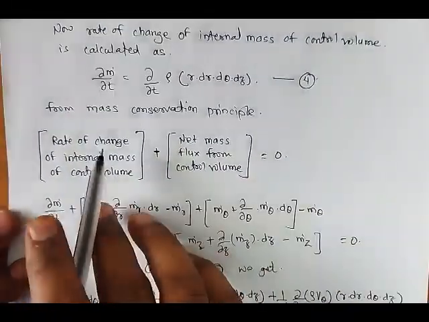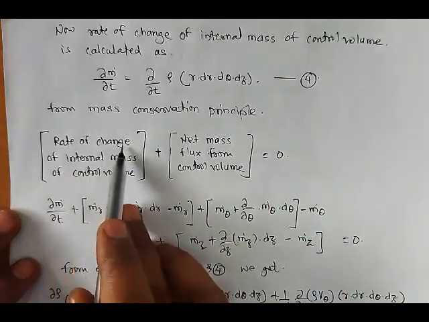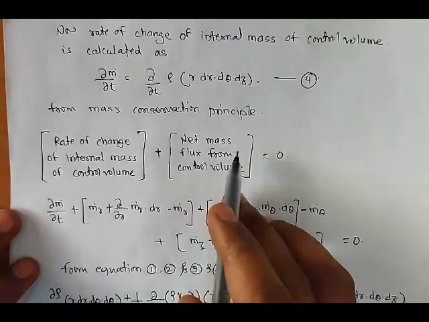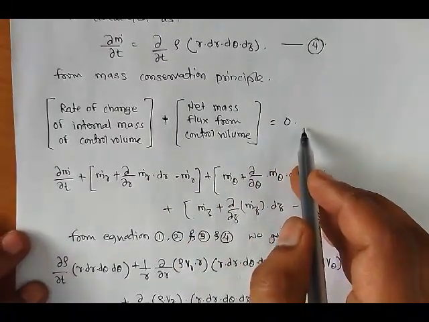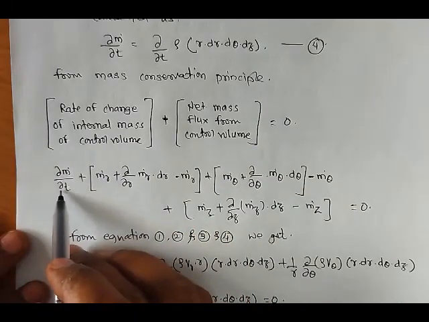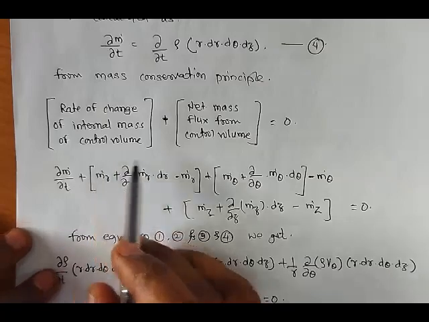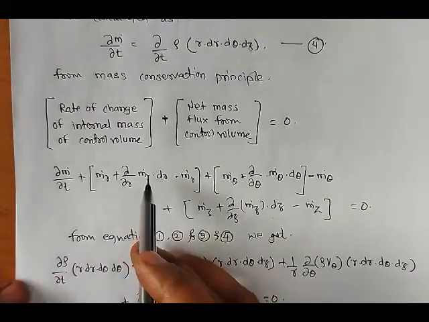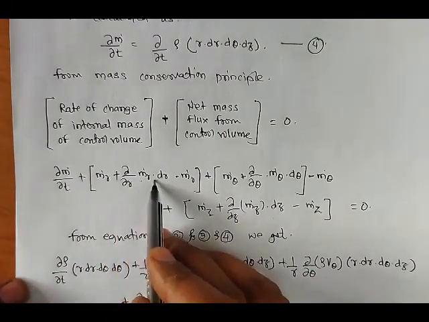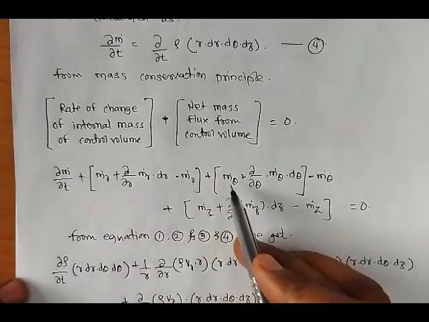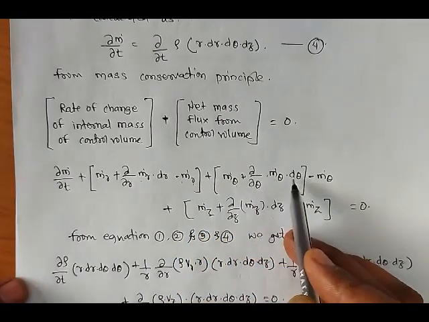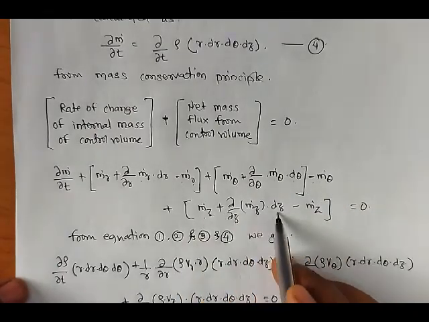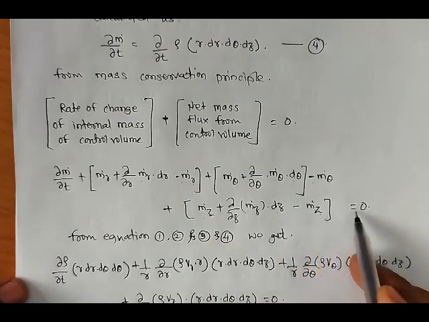Now from the mass conservation principle, the rate of change of internal mass of the control volume plus the net mass flux from the control volume is equal to 0. So we have ∂m/∂t plus the net mass flux from the control volume, that means the r, θ and z directions in total: ṁ_r plus ∂ṁ_r/∂r dr minus ṁ_r, plus ṁ_θ plus ∂ṁ_θ/∂θ dθ minus ṁ_θ, plus ṁ_z plus ∂ṁ_z/∂z dz minus ṁ_z, is equal to 0.